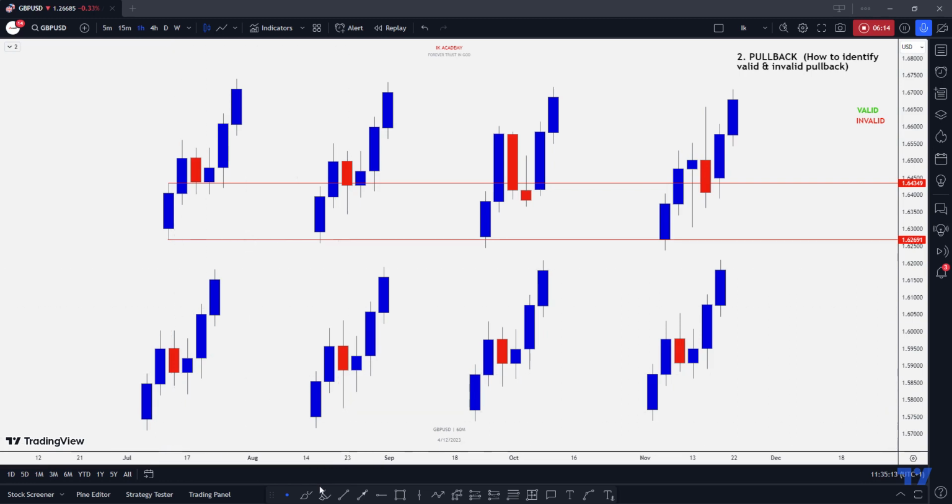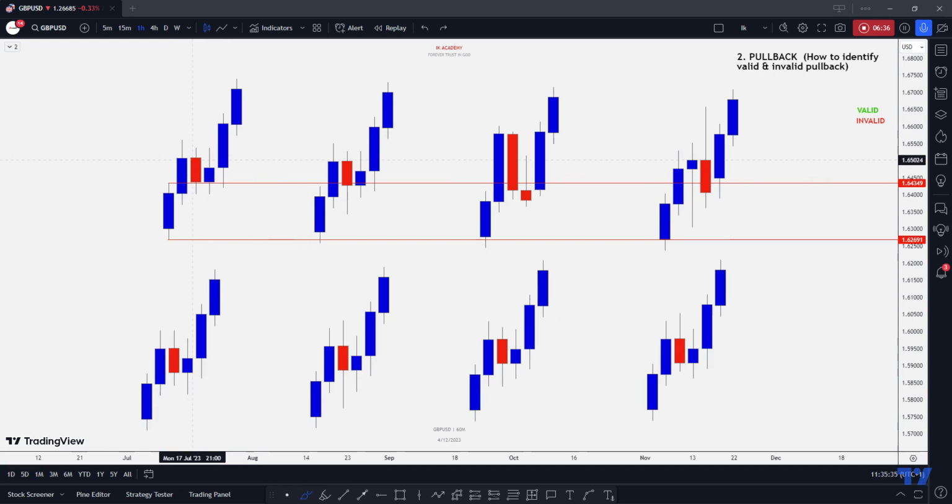How do you know that this pullback is valid and this pullback is not valid? Now we can see in this scenario that price created this bearish candle, did some sideways movement before pushing to the upside. A lot of people will say, because it printed that bearish candle, it's going to be a pullback, and let us pick this place. There's a reason why this is not a valid pullback. This first scenario is not a valid pullback.